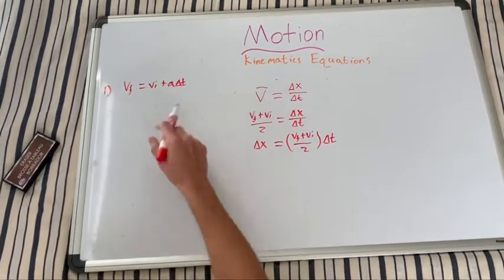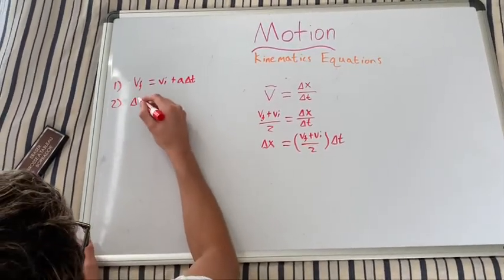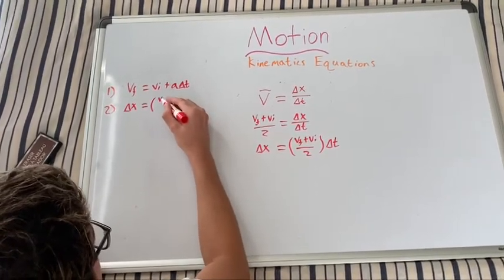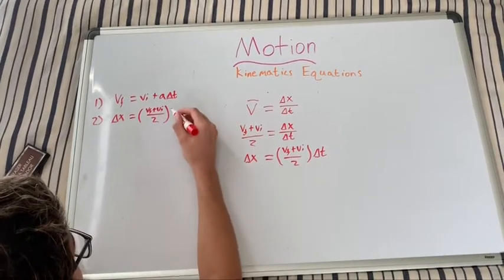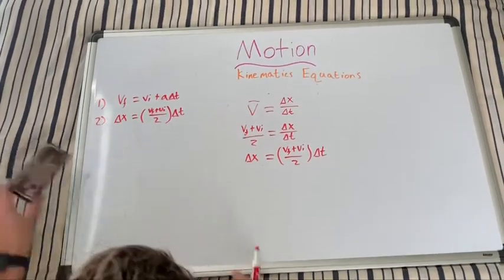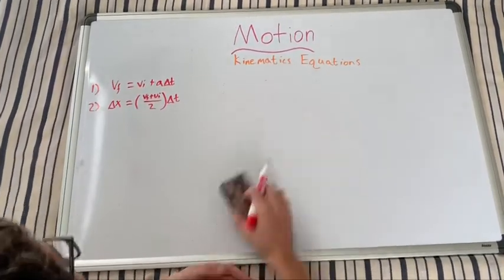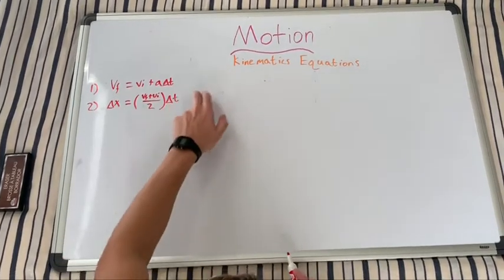So now we have 2 of the kinematics equations. There are 4 of them. Now that we have these 2 equations, we can derive the other 2 equations using these 2.